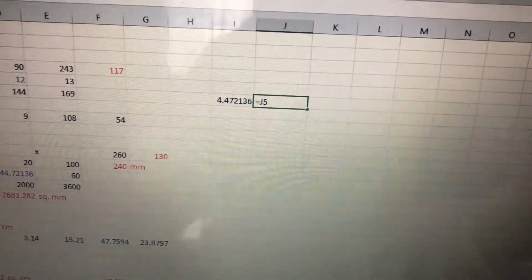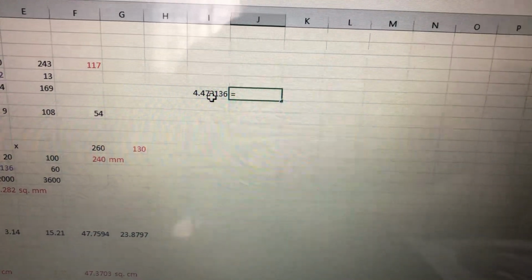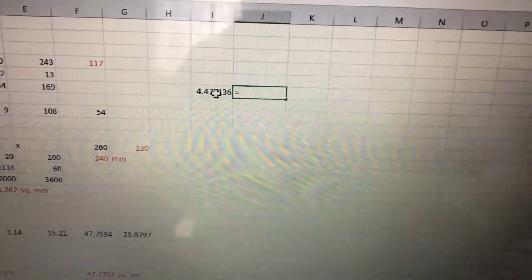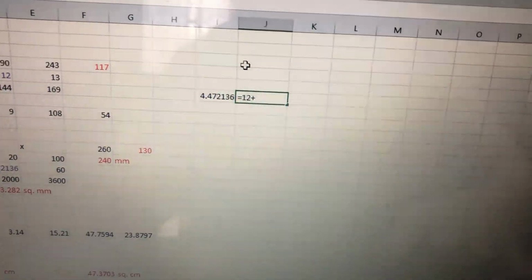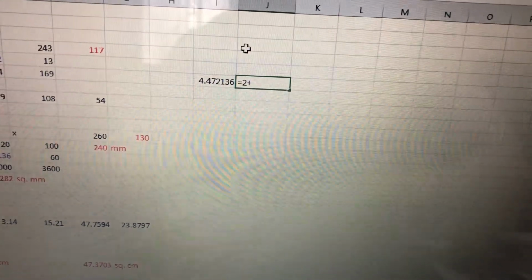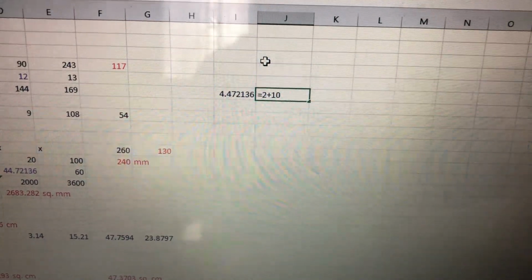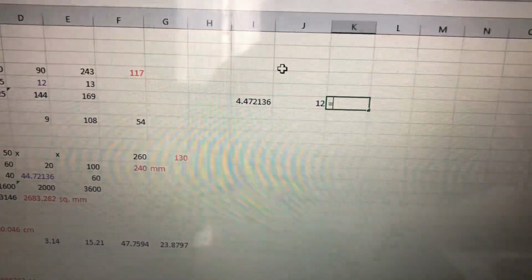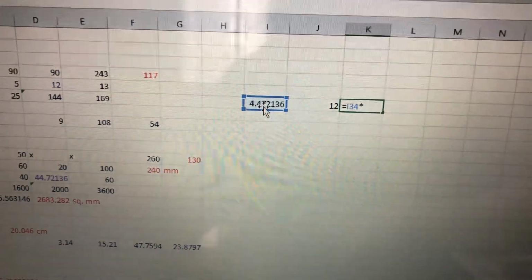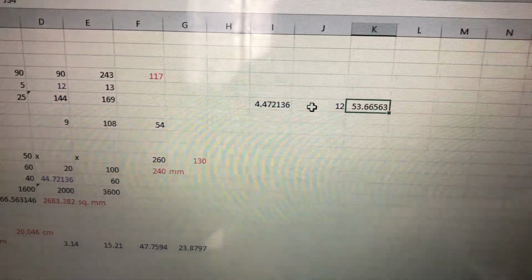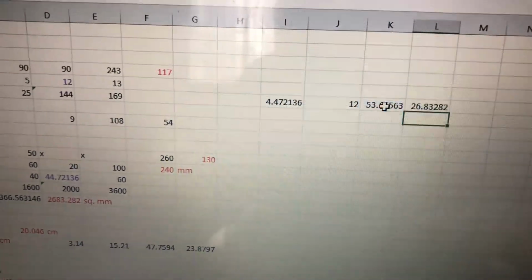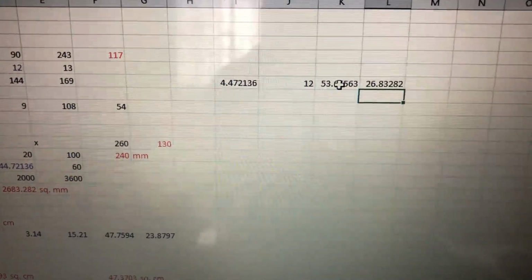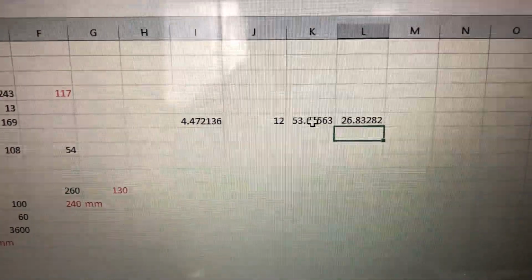Wait, why is this wrong? Okay, remember, we need to do this. 2 plus 10, remember, 2 plus 10 equals 12. Then, what we'll do is click this cell if you want to multiply with the other one. Then we should get 53.60 something. Then this one, divide by 2. So that you can get 26 point something. 26.83. Okay? But we want the answer in square centimeters.